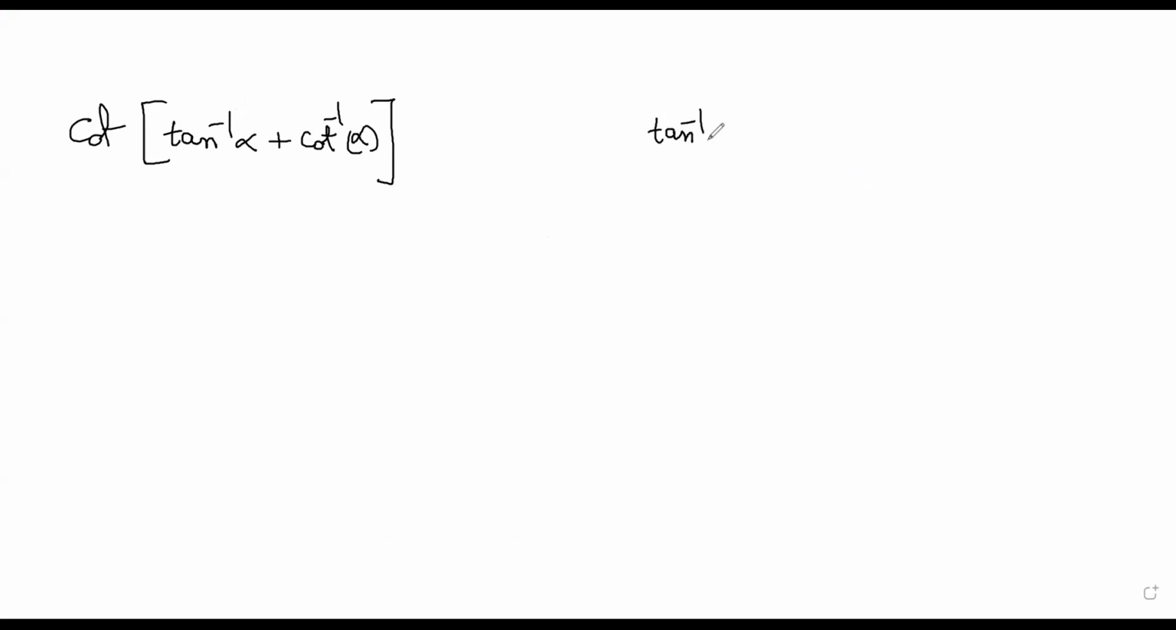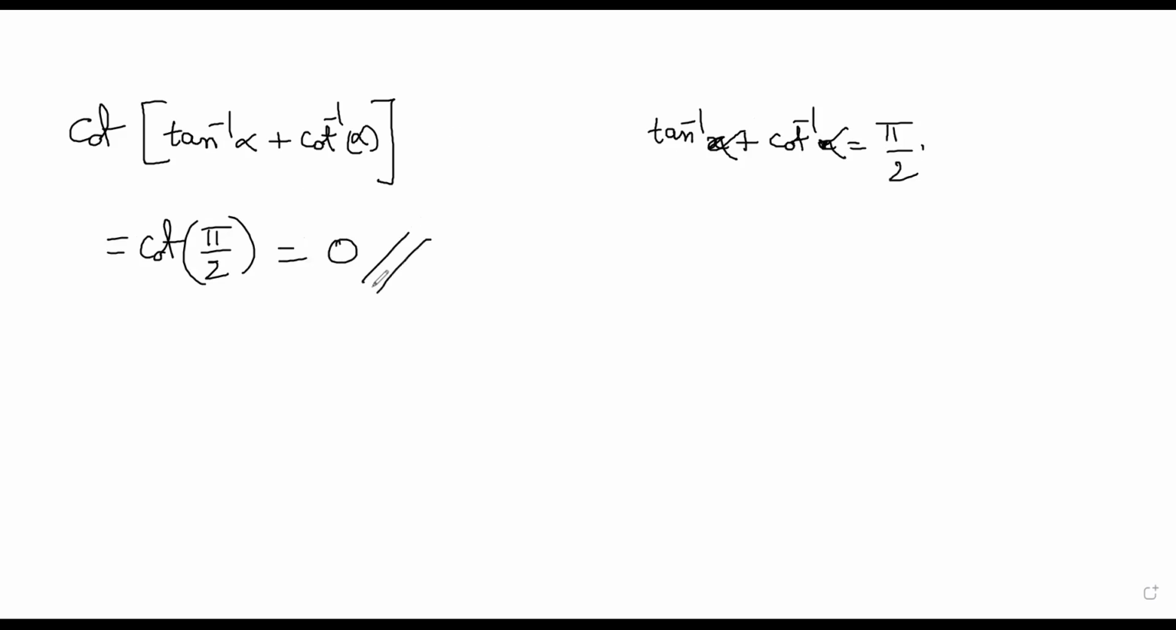Tan inverse x plus cot inverse x is pi by 2. So instead of x, alpha is there. So tan inverse alpha plus cot inverse alpha is pi by 2. So this is nothing but cot of pi by 2, and cot of pi by 2 will be 0. Hence the answer. Okay. Clear? Fine.